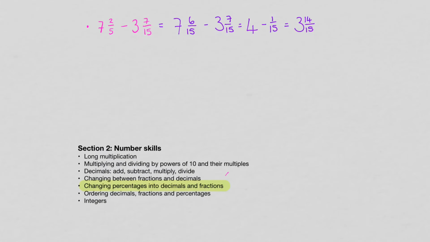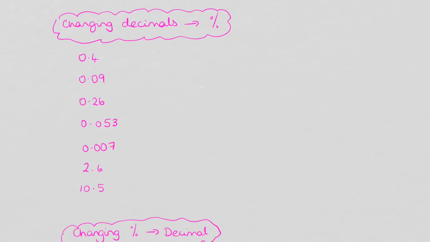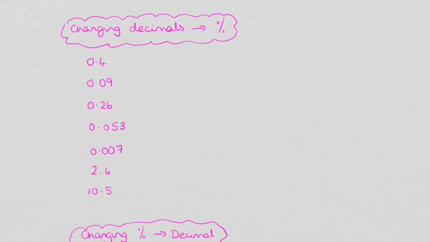Okay, and today we're changing percentages into decimals and fractions. So we're going to just whiz through this, to be honest. So changing decimals to percentages. 0.4 means 4/10. Okay, remember 1/10 is 10%. So 0.4 is 40%. And what we do when we're changing a decimal into a percentage, all you do is multiply it by 100. Okay, 0.09 times 100 is 9.